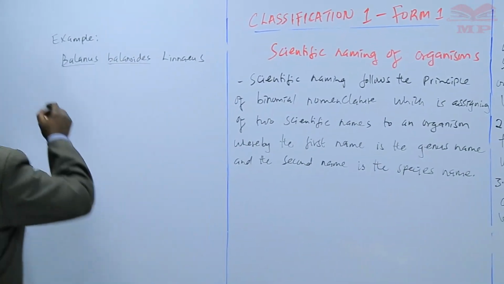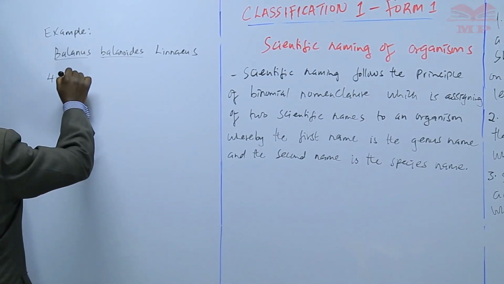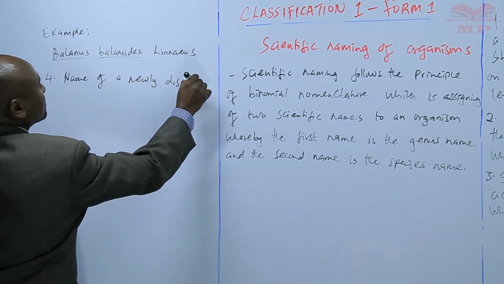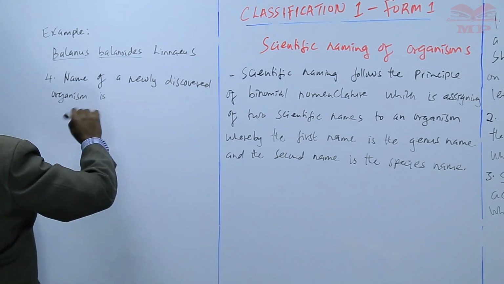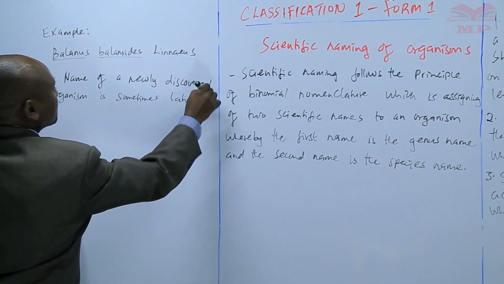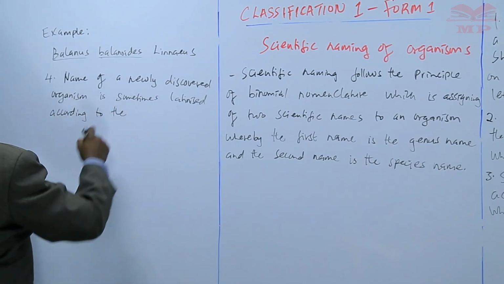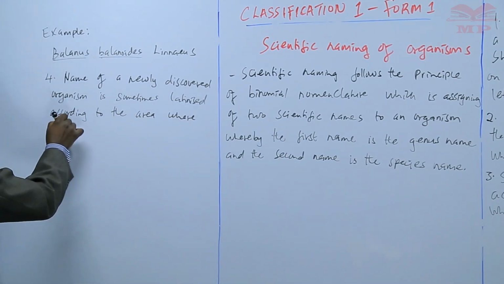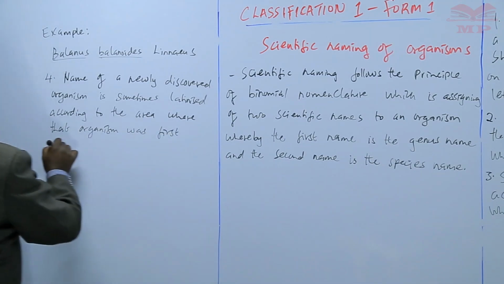Then rule number 4, the name of a newly discovered organism is sometimes Latinized according to the area where that organism was first discovered.